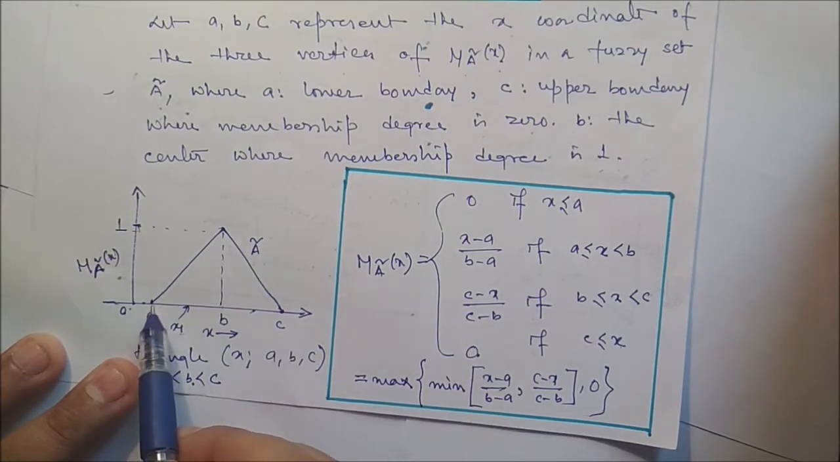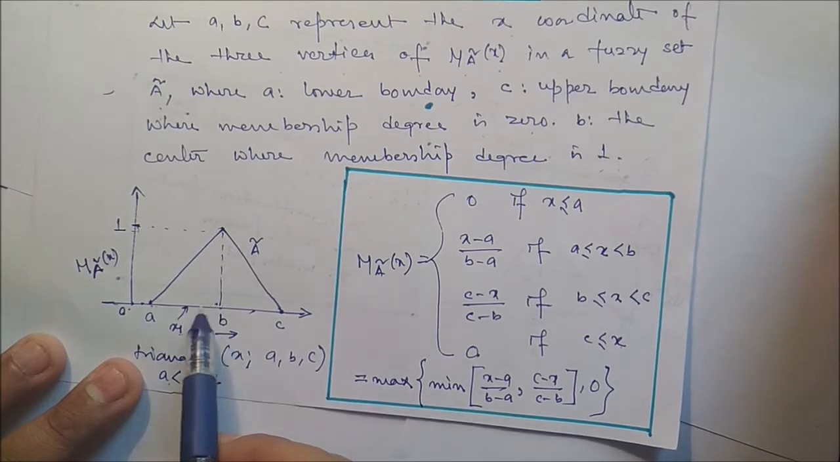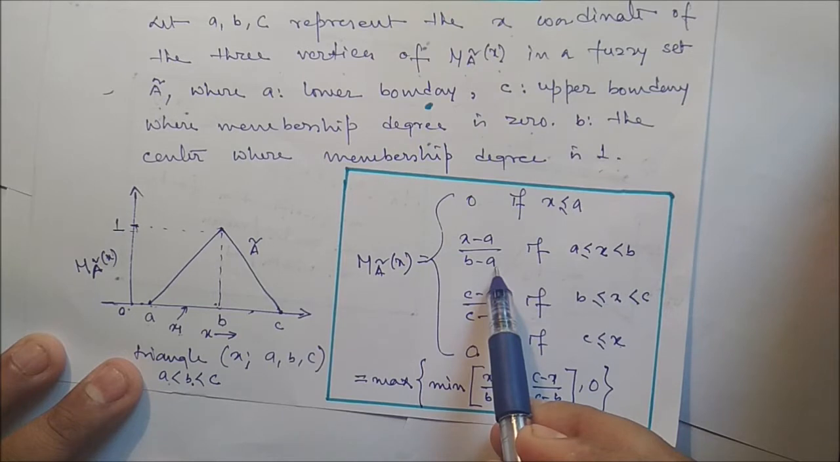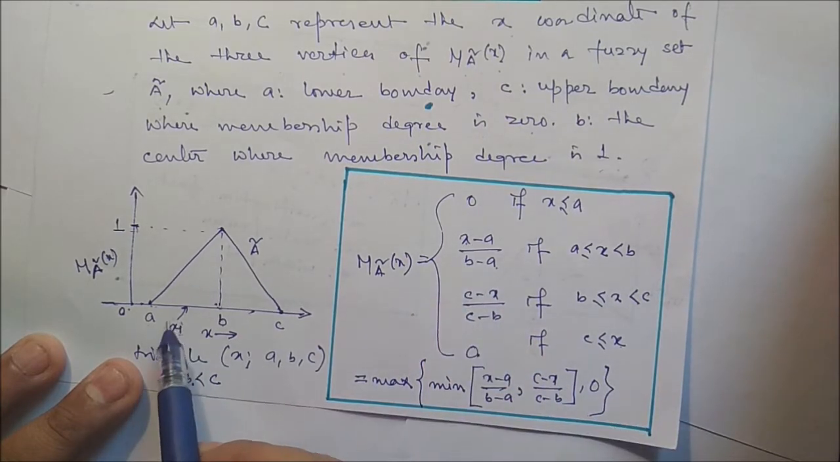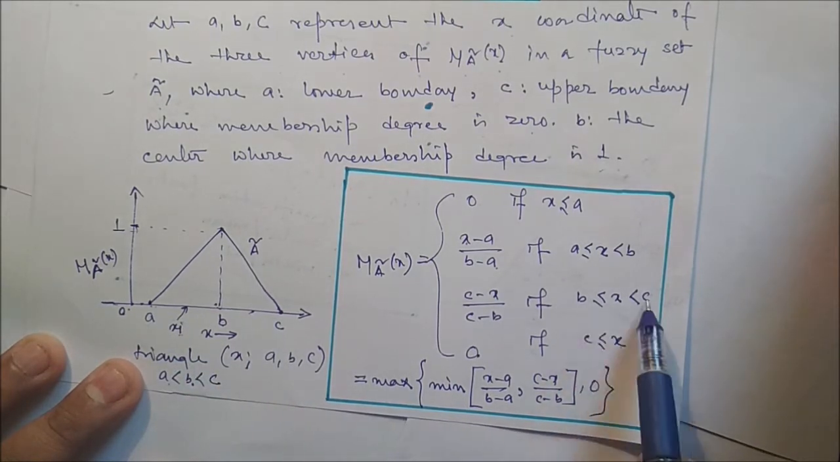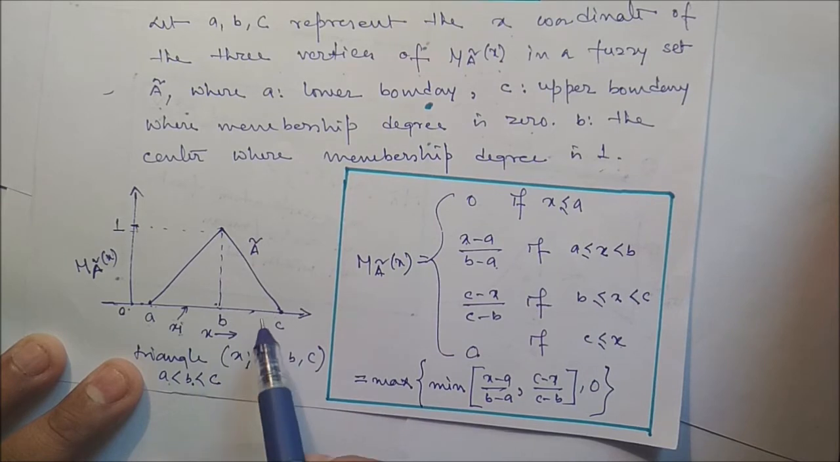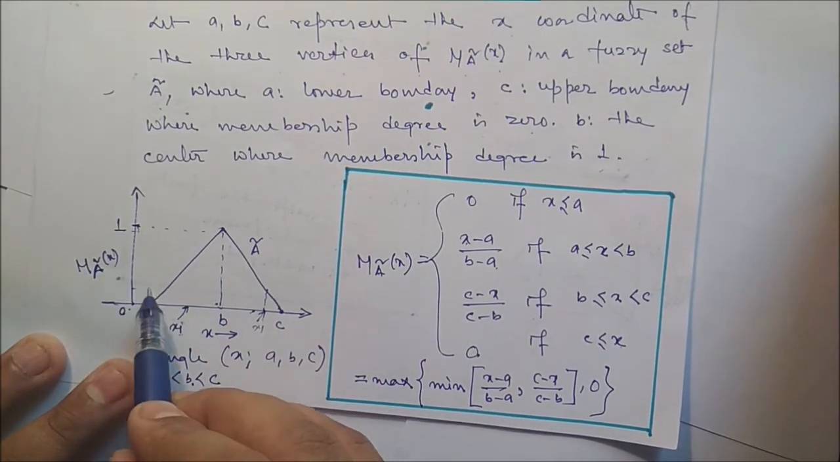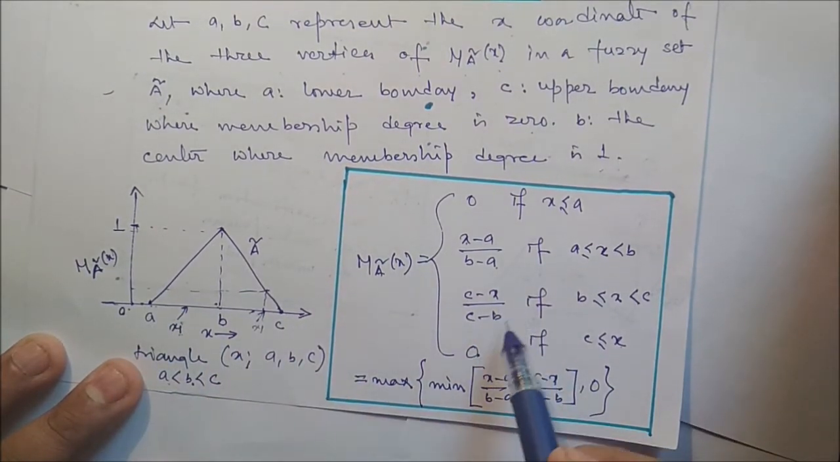Now if the value is between a and b, we have to apply the formula (x minus a) divided by (b minus a). Here x is x1, and a, b, c are already given. Similarly, if the value is between b and c, somewhere here, then the membership value is obtained using the formula (c minus x) divided by (c minus b).